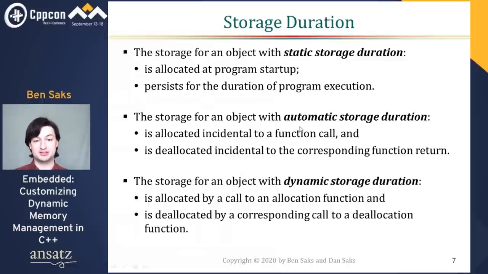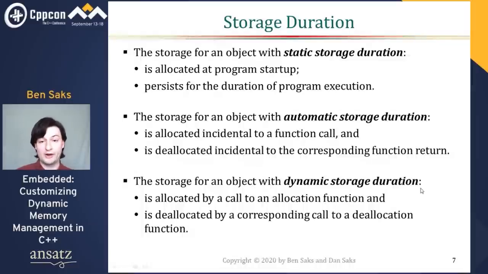For objects with automatic storage duration, this is what we think of when we think of objects created on the stack. Function parameters, variables that are local to functions, things like that, where the memory for them is allocated on the stack at the point when control enters the function call, and it lasts until control leaves that function call. So those objects are created, they stay around for however long they're needed for that function, and then they go away.